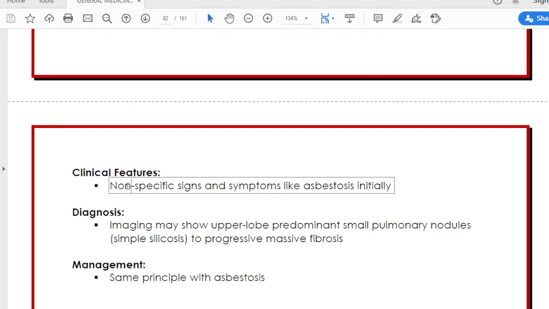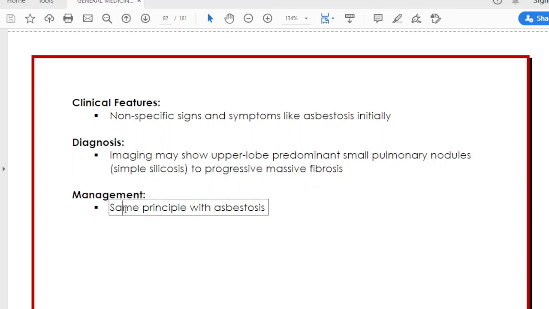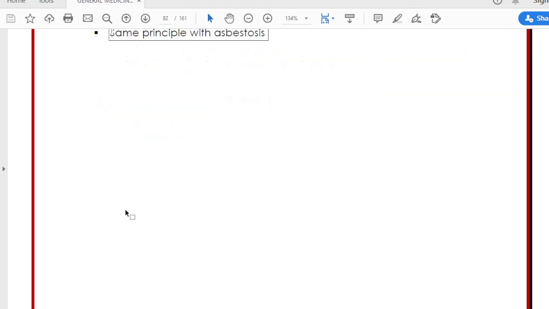Clinical features. Nonspecific signs and symptoms like asbestosis initially. Diagnosis. Imaging may show upper lobe predominant small pulmonary nodules, simple silicosis, to progressive massive fibrosis. Management. Same principle as asbestosis.